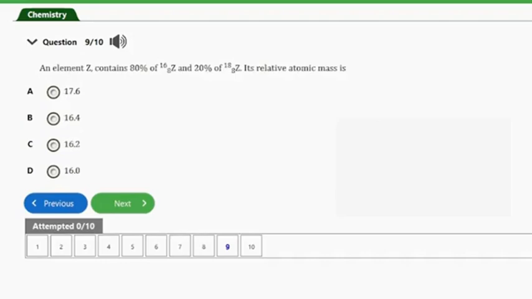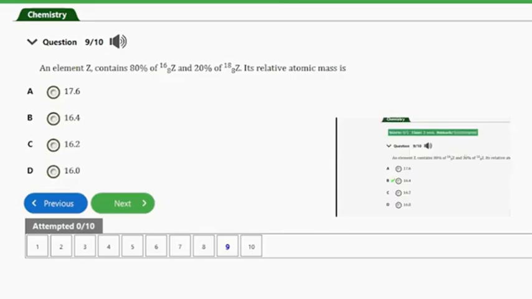So we'll go ahead and consider the next question, guys, and that's question number 9. Question number 9 says, an element Z contains 80% of Z. So Z here has an atomic mass of 16 and atomic number of 8, and 20% of another Z having an atomic mass of 18 and atomic number of 8.